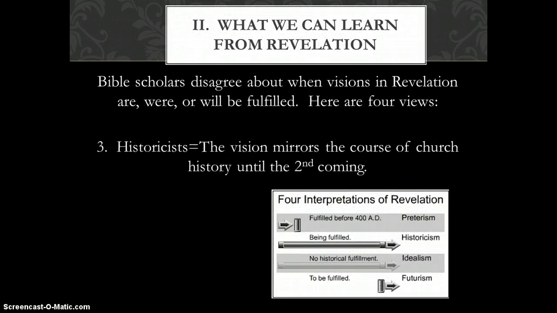Yet a third view is called Historicists. This is the idea that the vision in Revelation mirrors the course of church history until the second coming. And you can see that little image down there at the bottom, that chart. Historicism is being fulfilled, where preterism, which we looked at earlier, was fulfilled before 400 AD. Futurism is yet to be fulfilled.